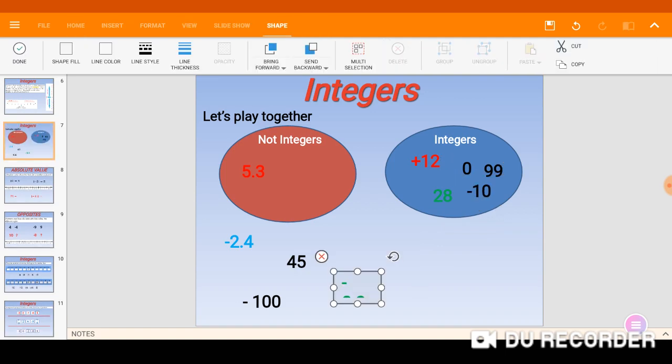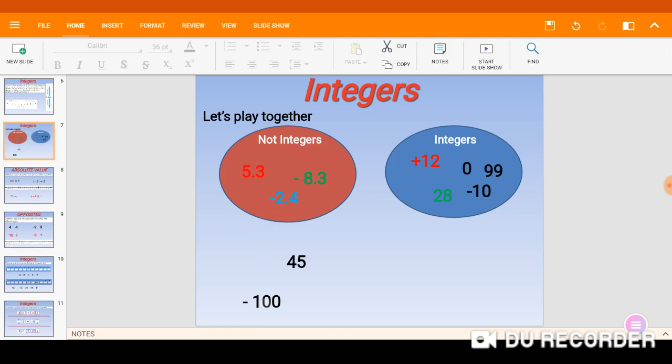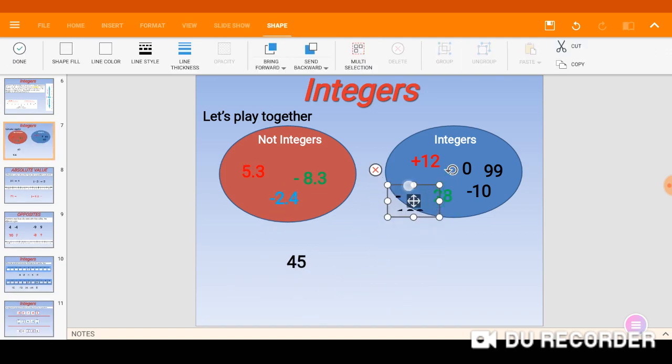Negative 8.3, integer or not? No, it's a decimal, so it's not an integer. Negative 2.4, not a whole number, it's a decimal, so it's not an integer. Negative 100, it's a whole number, so it's an integer. 45 is a whole number, so it will be what?